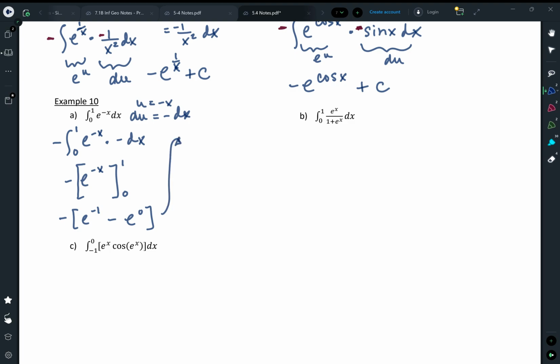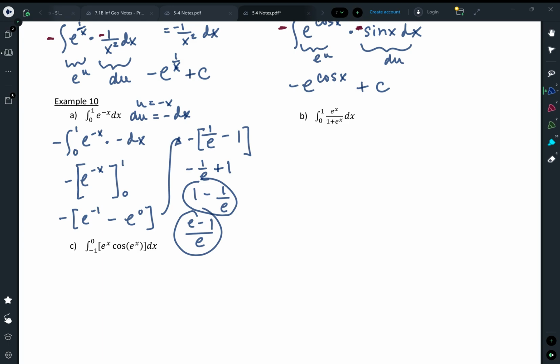So let's see. Negative of e to the negative 1 power is 1 over e minus 1. And then let's go ahead and multiply that negative. Negative 1 over e plus 1. So 1 minus 1 over e, I could leave it that way. I could get a common denominator. I could multiply the first one by e over e and make it e minus 1 over e. That would be okay as well. So lots of different ways to write out this answer. I kind of like either this one or this one if we want one fraction. Again, we're not grabbing the calculator today.